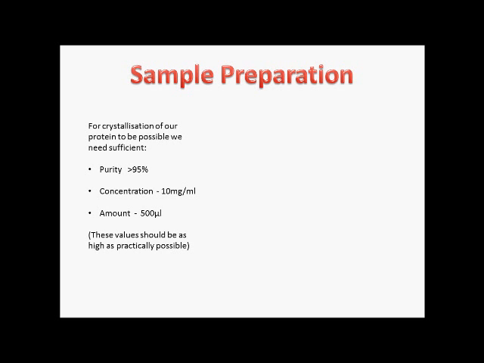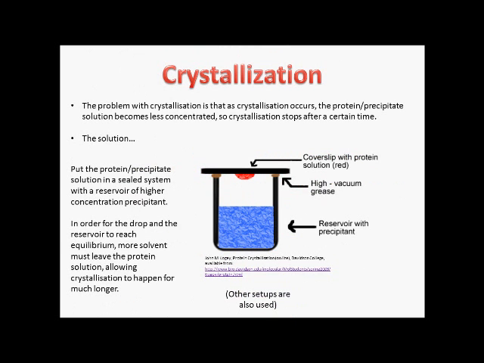The problem we have with crystallization is that as more and more protein comes out of solution and becomes a crystal, the solution contains less and less protein, so it's less concentrated, which means that crystallization is less likely to happen, and after a certain amount it will stop. The way we get around this problem is to have the protein in a solvent such as water and in a precipitant.